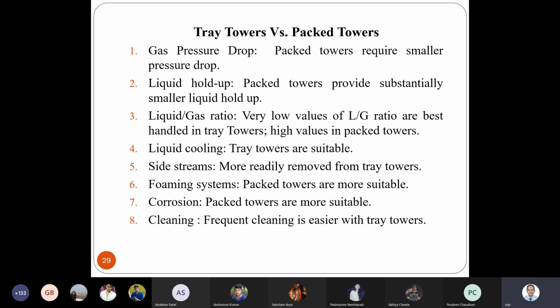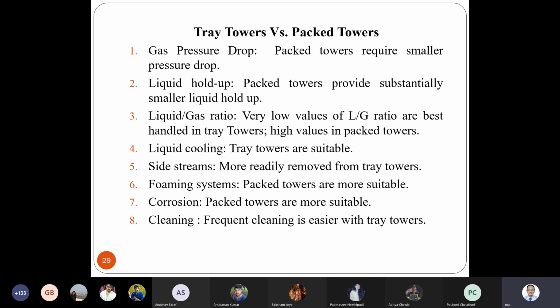Then cleaning: frequent cleaning is easier with tray towers. In tray towers you can have manholes on the side walls, and even for large diameter towers a person can go inside and clean. Otherwise it is accessible. But in packed towers that is not so easy. For cleaning, we have to take out all the packing materials, clean them outside, and then dump them back. So frequent cleaning is not easy in packed towers, but it is possible in tray towers.